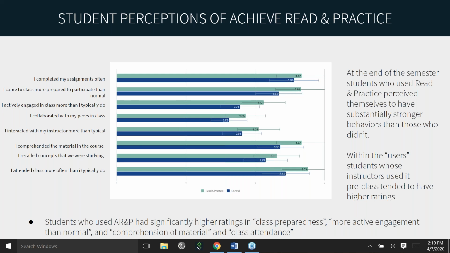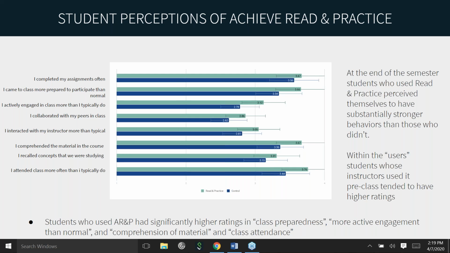What we found with the student perceptions is that students perceived that they were coming to class more prepared to participate than normal. They comprehended the material in the course where Read and Practice was being used. They even attended the classes more than they suggested they typically would. And what we know from learning science research, and educational research, is that students who feel more prepared to attend class and feel more confident that they're going to be able to participate in class discussion are more likely to attend class more regularly.